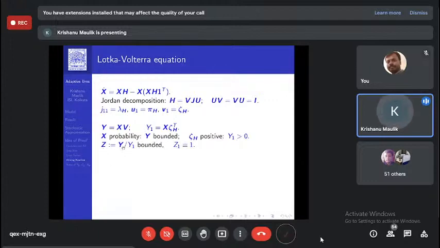And z will be y divided by y1, since y1 is strictly positive. So z is nothing but y normalized so that the first coordinate is 1. Okay?